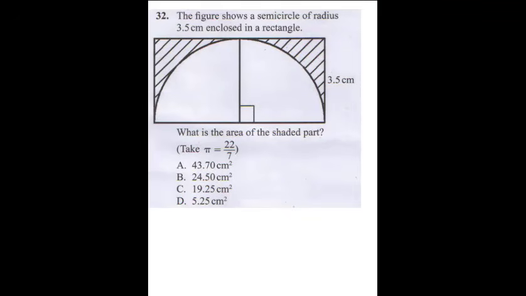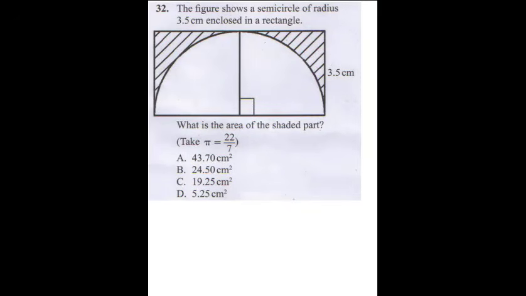So this question is very interesting. It says the figure shows a semicircle of radius 3.5 centimeter enclosed in a rectangle. Now this is our shape. What is the area of the shaded part?